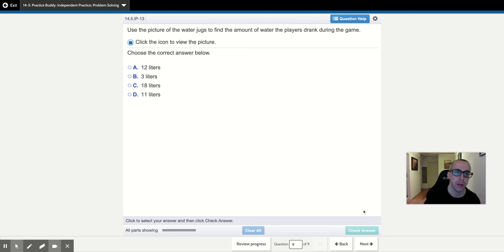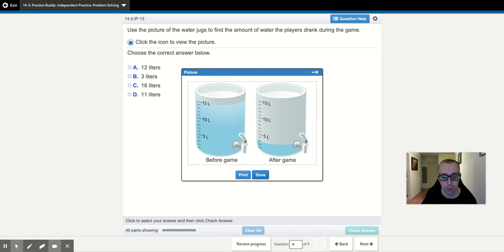And finally, use the picture of water jugs to find the amount of water the players drank during the game. This is the number of liters before the game and how much was left after the game. How much did they drink during the game? We have to use this number and this number here. I've already given away too much. I'm not going to give away anything for this one, but this is the amount they started with. This is the amount that they ended with. You have to find the difference. I am helping to give a little clue.